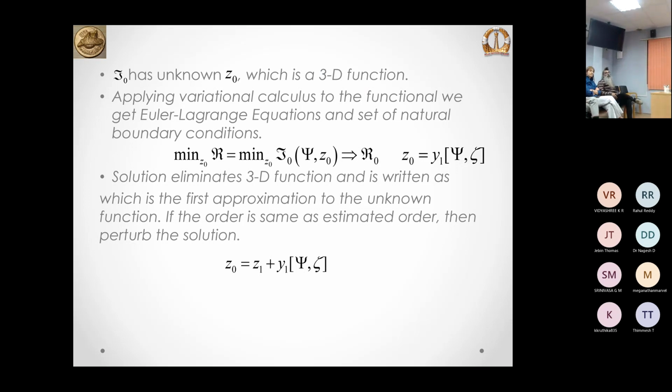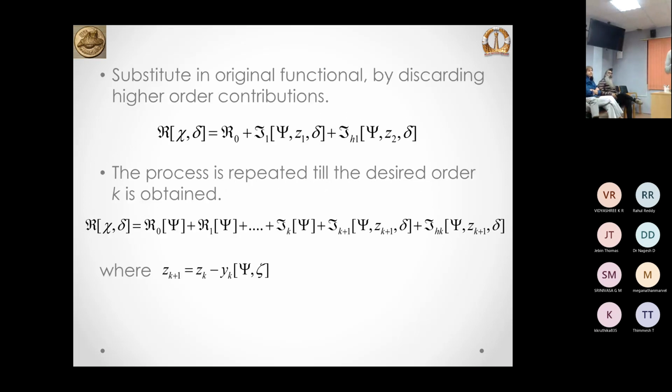So this strain energy function, we say that it is accurate up to zeroth order. We have not used any assumption actually. Just variational calculus is used. So the solution is finally eliminating the 3D function in terms of 2D functions. The 3D function can be expressed in terms of 2D functions using this, because z naught is the 3D function here and all others are 2D functions. If you substitute that, then you will get the first order again.